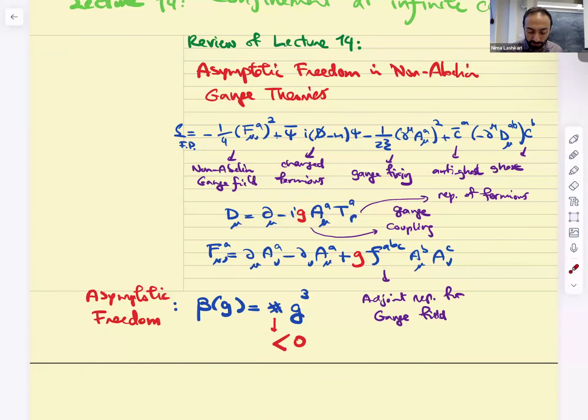This was our covariant derivative. There's a coupling inside the covariant derivative, the gauge coupling. And this is a representation of fermions. We often take them to be fundamental, anti-fundamental, and the representation for the gauge group here, we've taken them to be adjoint for gauge fields. Asymptotic freedom was the statement that the beta function of the gauge coupling in these gauge theories ends up, for some range of variables, becoming negative.